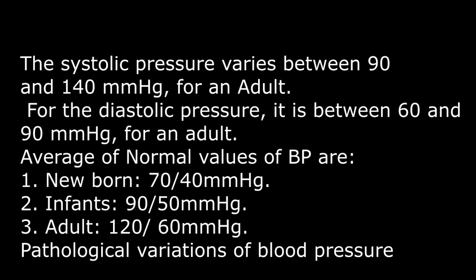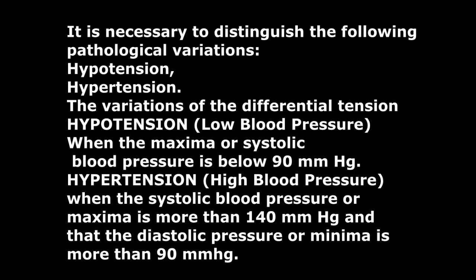Pathological variations of blood pressure. It is necessary to distinguish the following pathological variations: hypotension and hypertension. Hypotension, low blood pressure, is when the maximum or systolic blood pressure is below 90 mmHg. Hypertension, high blood pressure, is when the systolic blood pressure or maxima is more than 140 mmHg and the diastolic pressure or minima is more than 90 mmHg.